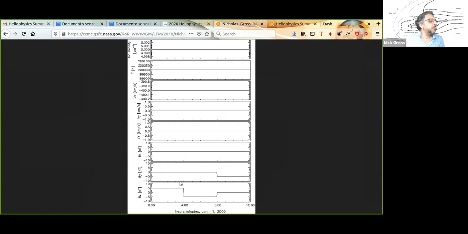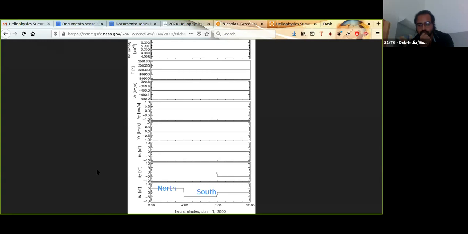If you're annotating, we can't see it. Oh. Yeah. Can you see it now? Yeah, I didn't hit return. So this portion is south. Right, so now BZ went from up to down.